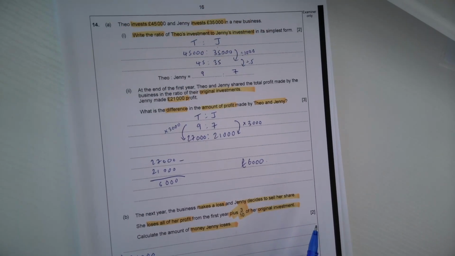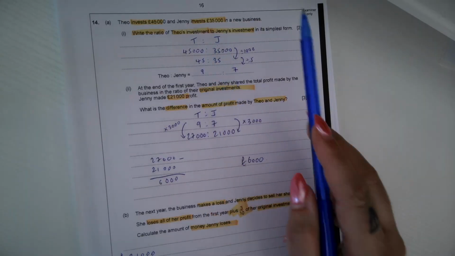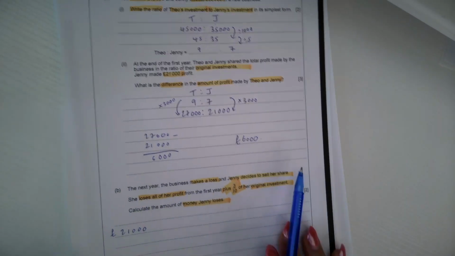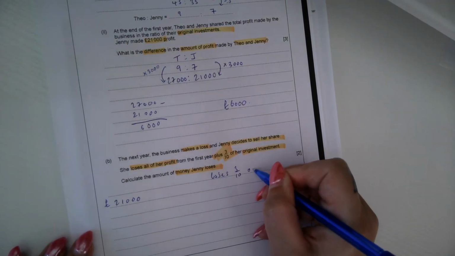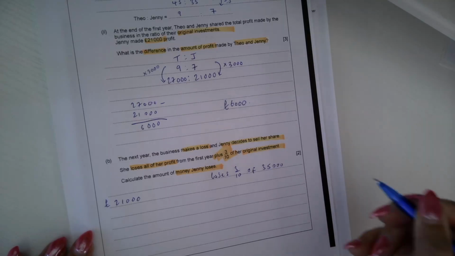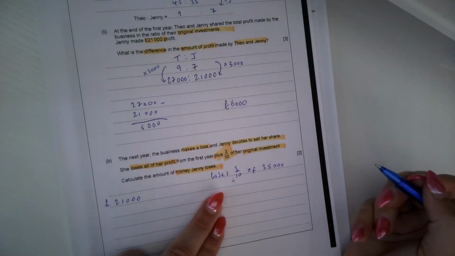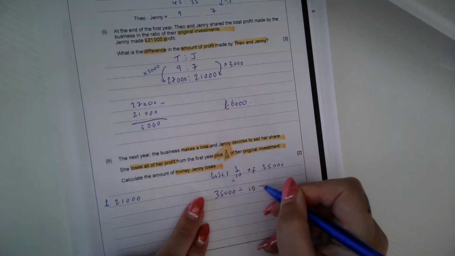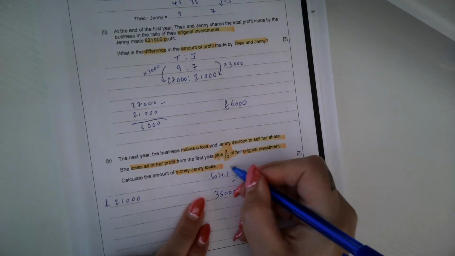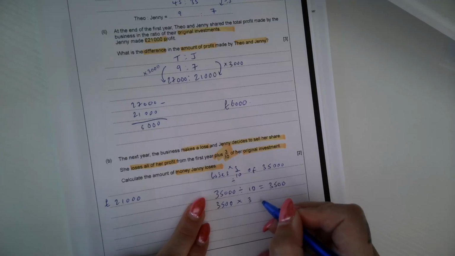So let's go up here to part A. Jenny's original investment was £35,000. So she's losing 3/10 of that. So we need to find 3/10 of £35,000. So we divide by the denominator. So we divide by 10, which is 3,500. And then we times by the numerator, so 3,500 times by 3.